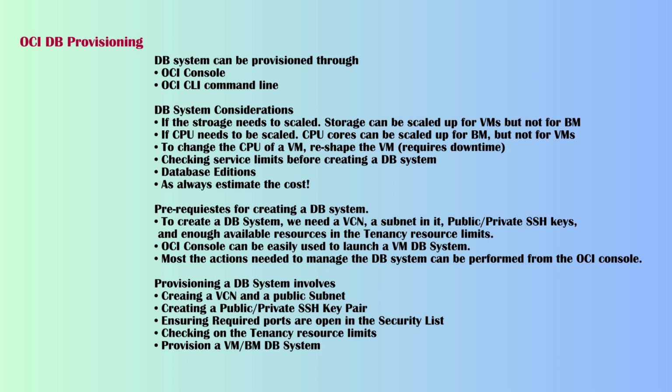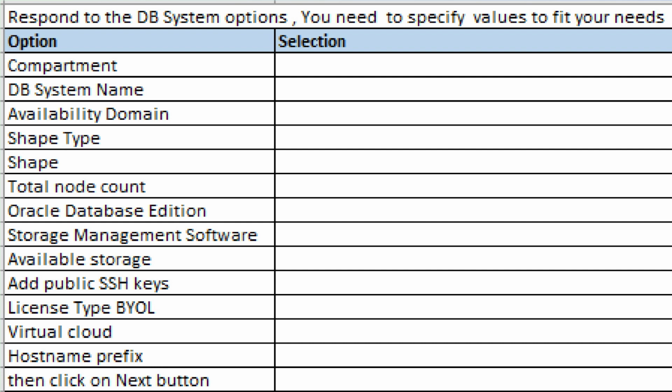Navigate to the DB system and its database in the OCI console to provision the DB. Under the Oracle database group, select the option bare metal, or VM, or Exadata, as per your need. Click on the Create DB System button. Specify values for each of the options to fit your needs.